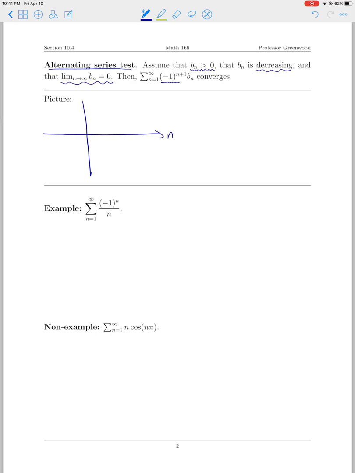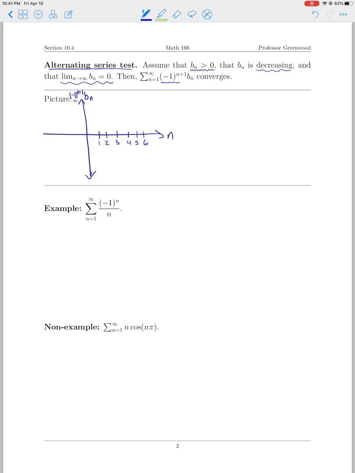First of all, I'm going to graph the sequence minus 1 to the n plus 1 times b sub n. That's not the sum here. Instead, it's just the terms in the sequence. What we've said is that the b's are positive, but now we're attaching them to a minus 1 to the n plus 1, which is going to make it switch back and forth. And then the sequence is also trending towards 0.